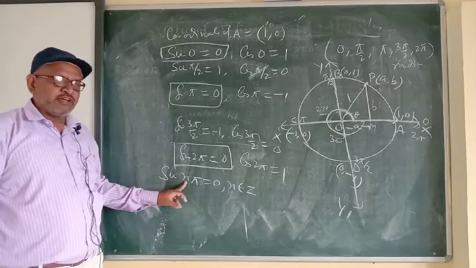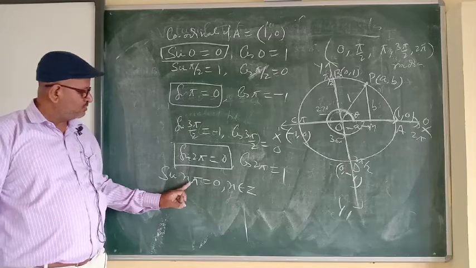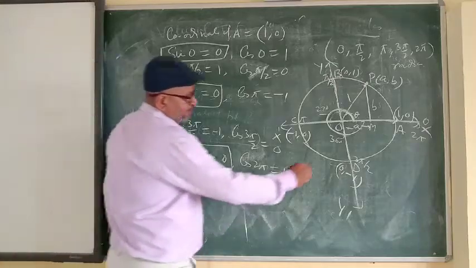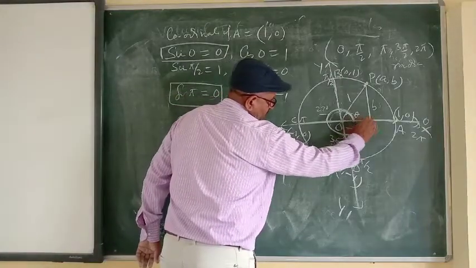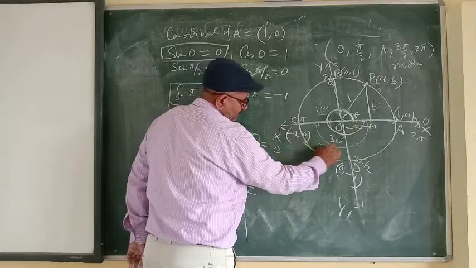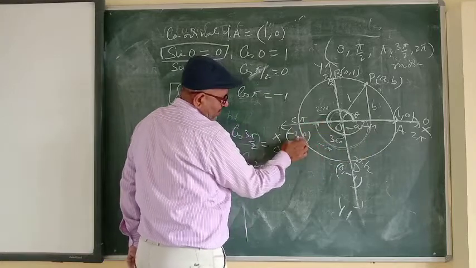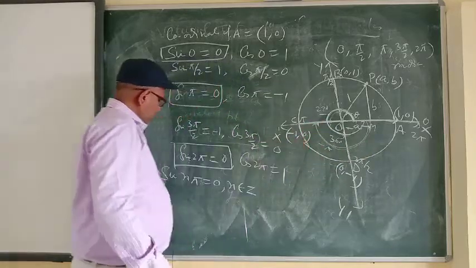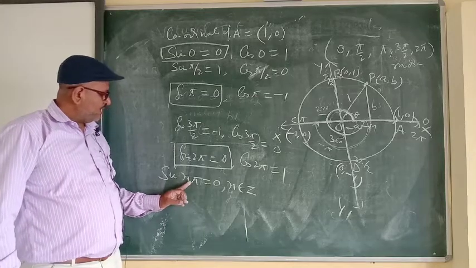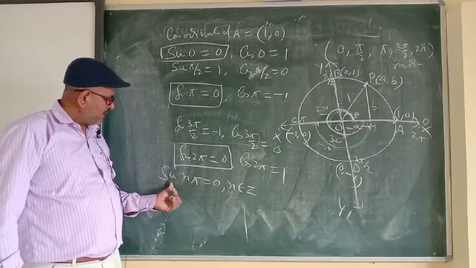For n you can take 1 pi, 2 pi, 3 pi, 4 pi. Take n as 0, so 0. Take n as minus 1, so minus pi. If we rotate this ray OA in the clockwise direction, then this will be minus pi. So again sin minus pi is 0 here. So sin n pi: if the angle is an integral multiple of pi, then the value of sin will be 0.